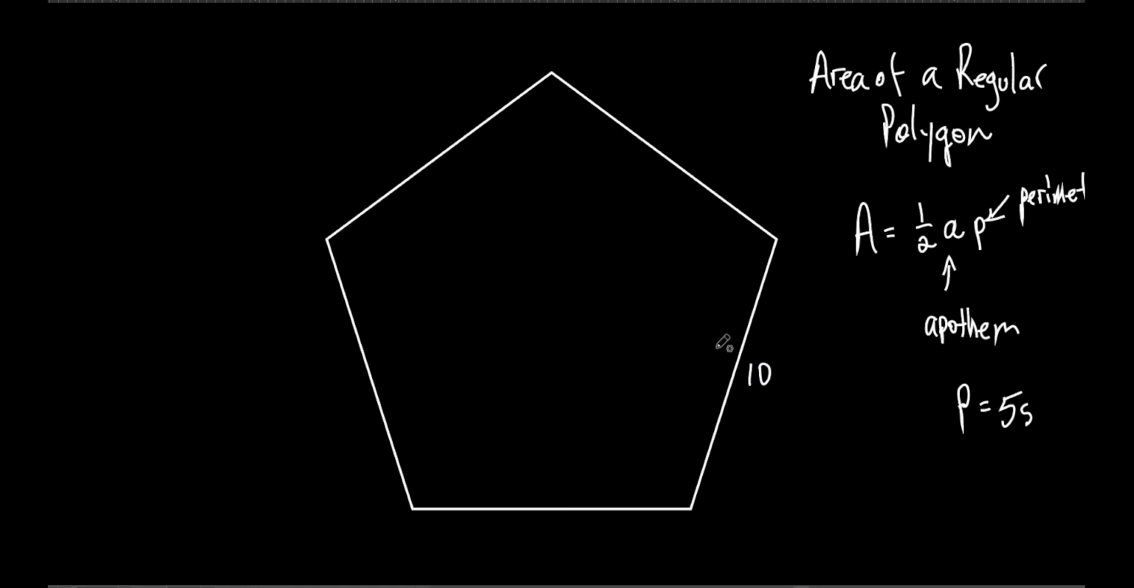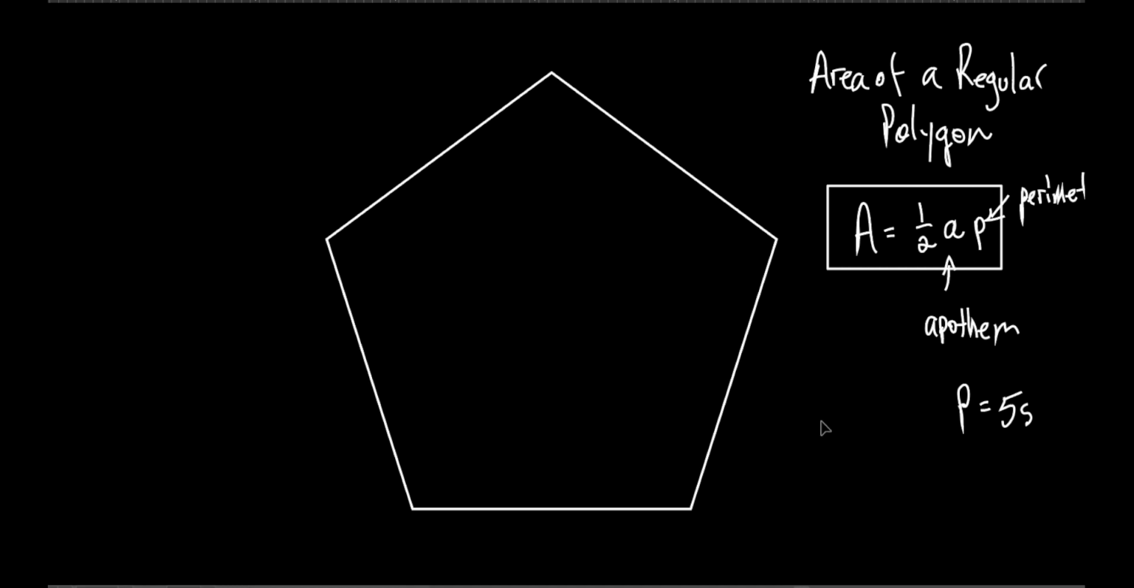Actually, no, let's not do that yet. I just put that pentagon there just to show you this. But here is the formula. That's what you've got to know. You've got to memorize it. It's not hard to memorize, is it? It's kind of like a triangle because you've got 1/2, then you've got to multiply 2 things, right? But what are the 2 things? It's the apothem times the perimeter.